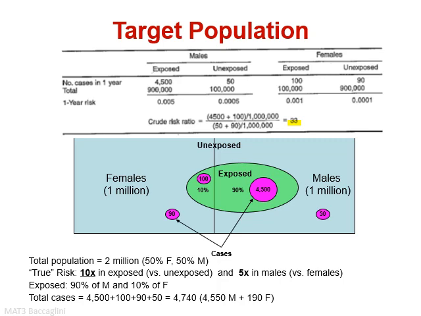The risk is 10 times higher in exposed compared to the unexposed, and 5 times higher in males compared to females. So there are a total of 4,740 cases.